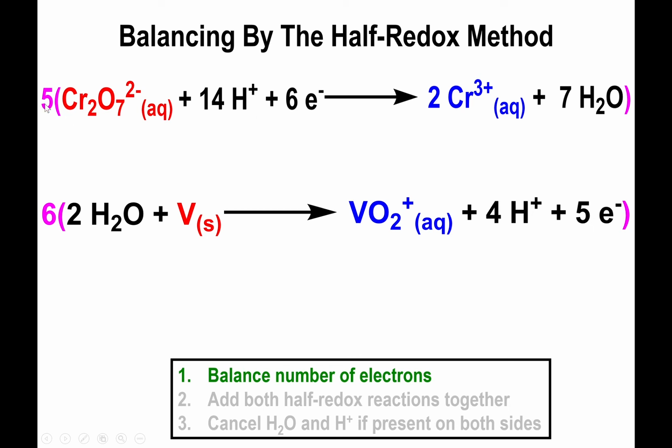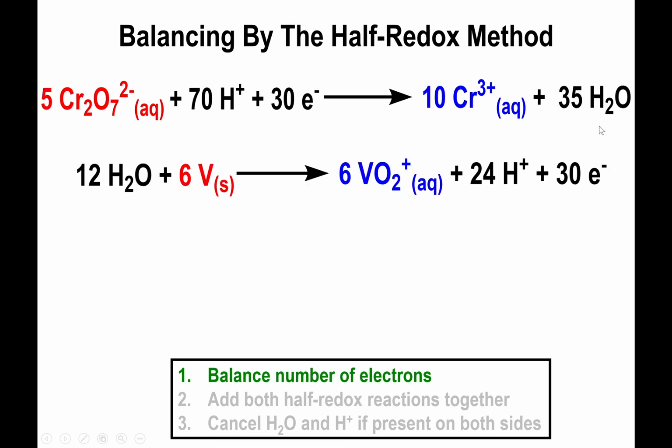So we will multiply 5 by 1 dichromate, giving us 5 dichromates. We will multiply 5 by 14 H pluses, giving us a total of 70 H pluses. 5 times 6 will give us 30 electrons. 5 times 2 will give us 10 chromium 3 pluses, and 5 times 7 will give us 35 waters.